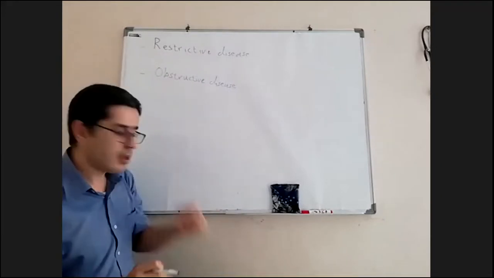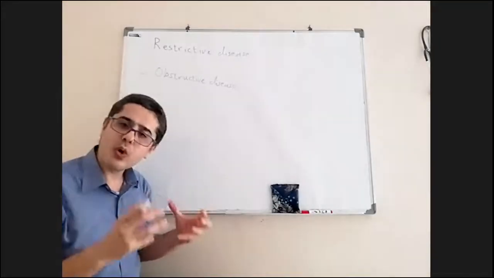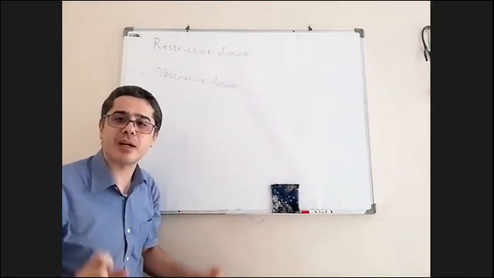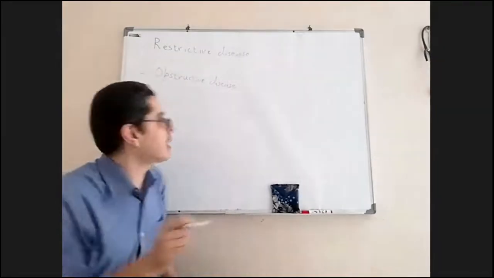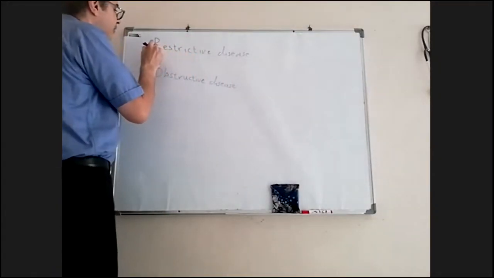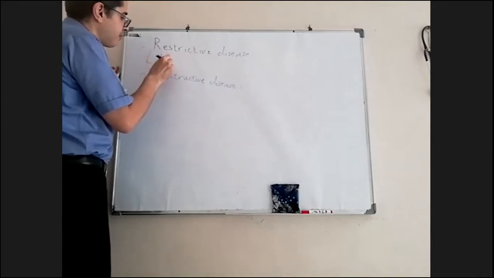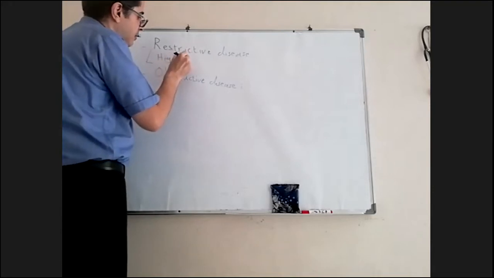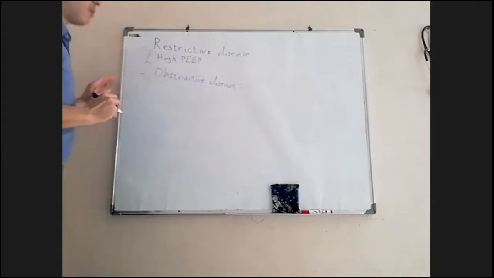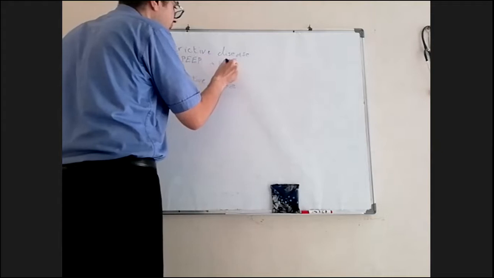Generally, when I have restrictive disease, it means I have low compliance. So I need to open the lung. I need high PEEP. So if I have restrictive disease, I need high PEEP, plus low tidal volume.